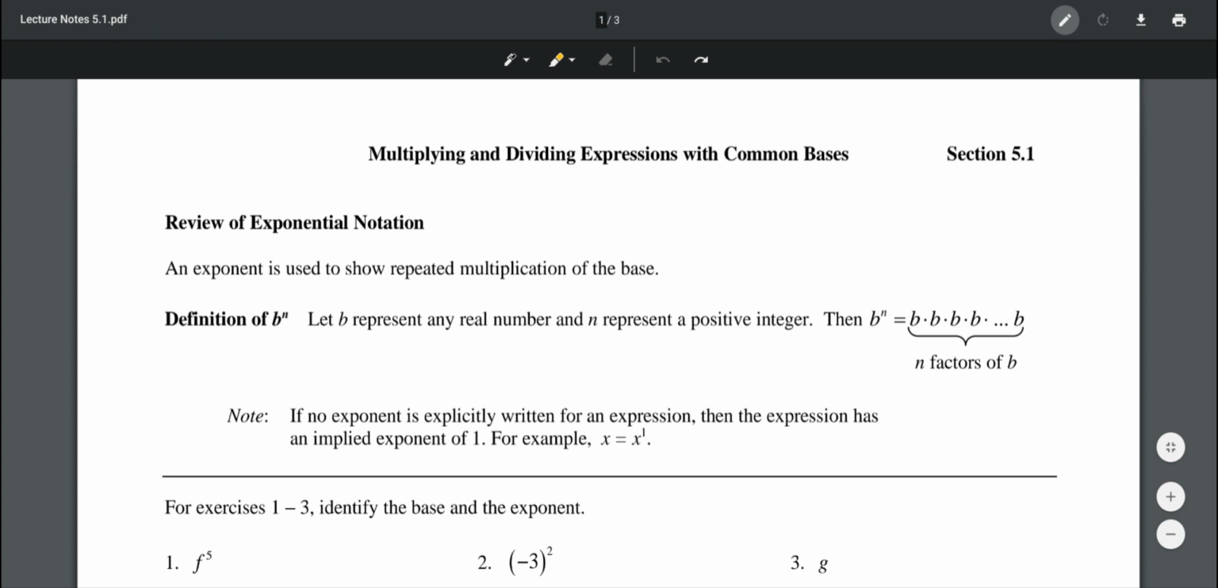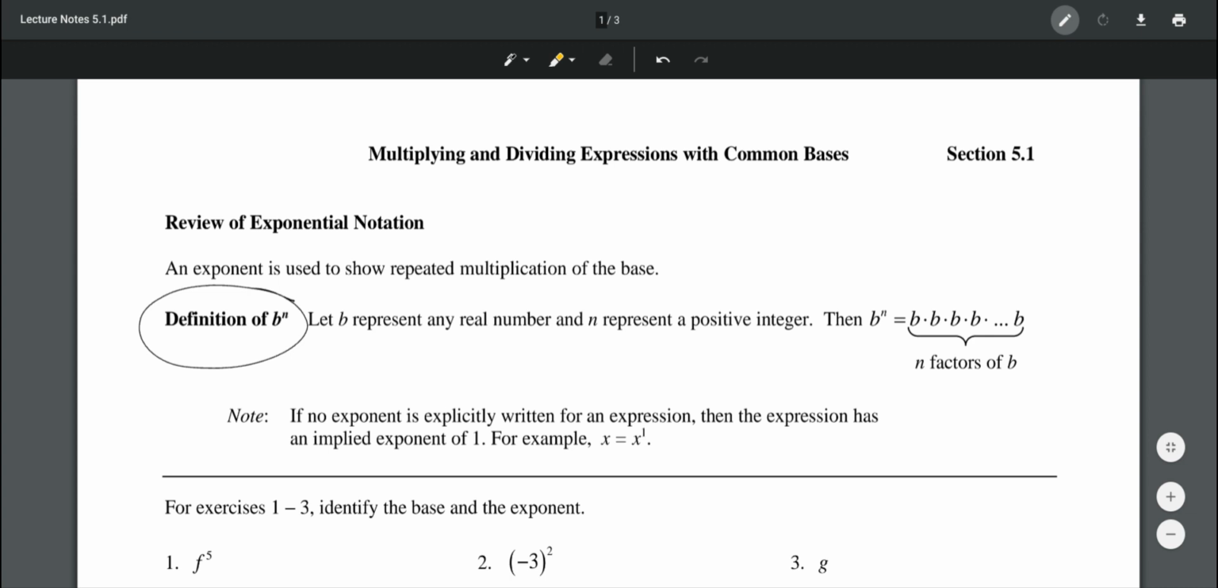So in this video, we are going to talk about multiplying and dividing expressions with common bases. So basically, we're going to talk about exponents. Just a real quick review of exponents. It's used to show repeated multiplication of a base. So here's your definition. Let b represent any real number and n represent a positive integer.